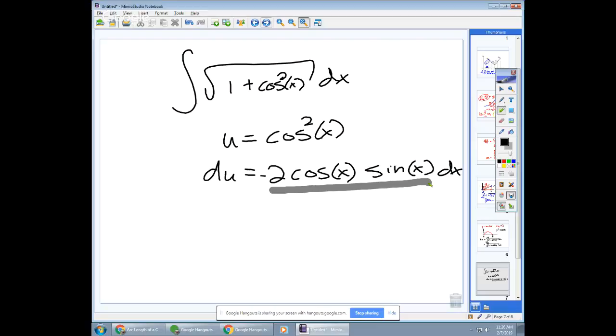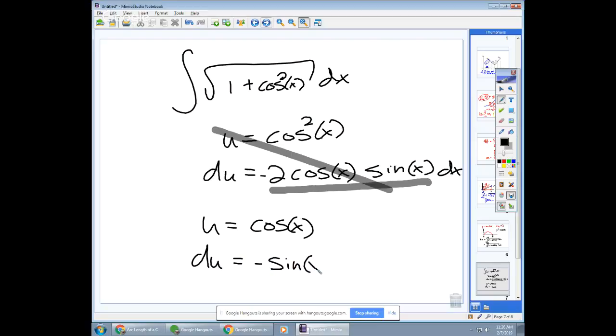If you do u equals 1 plus cosine squared, you're in the same dilemma. So that didn't work. If you try letting u equal just the cosine of x, then du is negative sine, which is better. However, is there a negative sine hanging outside there? Nope. So that didn't work either. The trig identity was a great idea, but it didn't work. What else do we have up our tool belts?